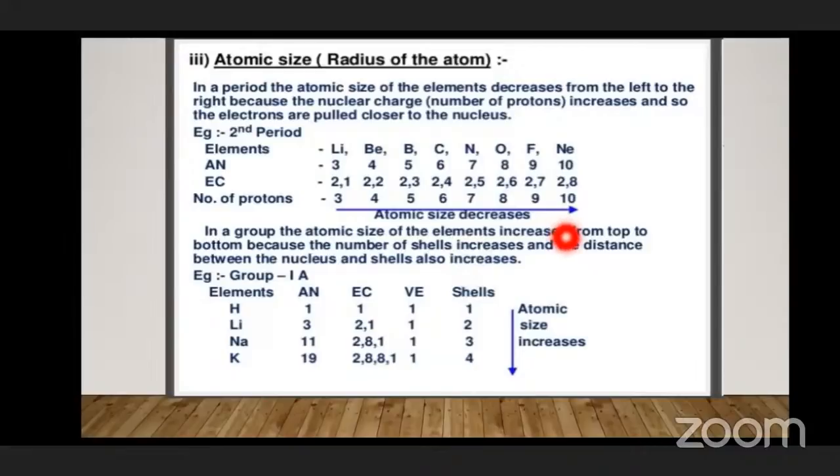Okay, right, fine. Next, in a group, the atomic size of the elements increases from top to bottom. Children, once you observe, in a group, from top to bottom, atomic size increases. How is it possible? The atomic size of the elements increases from top to bottom because the number of shells increases and the distance between the nucleus and shells also increases.